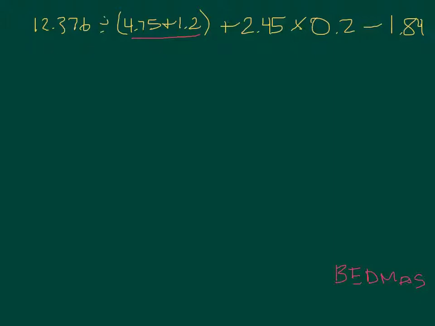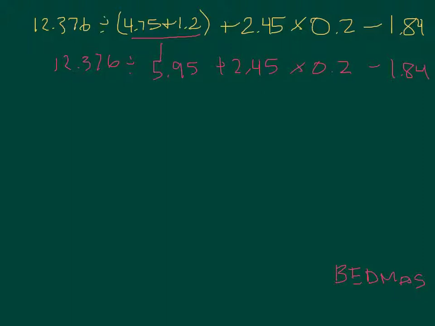So my first step is 4.75 added to 1.2. And if I was to add that up, I would get 5.95. So that was my first step. And then I'm just going to rewrite the rest of my equation just to make it easy for me. Plus 2.45 multiplied by 0.2, subtract 1.84. And this is just to keep my work organized and to make sure that I'm following all of the steps. So then I don't see any more brackets in my equation, so I can move on.